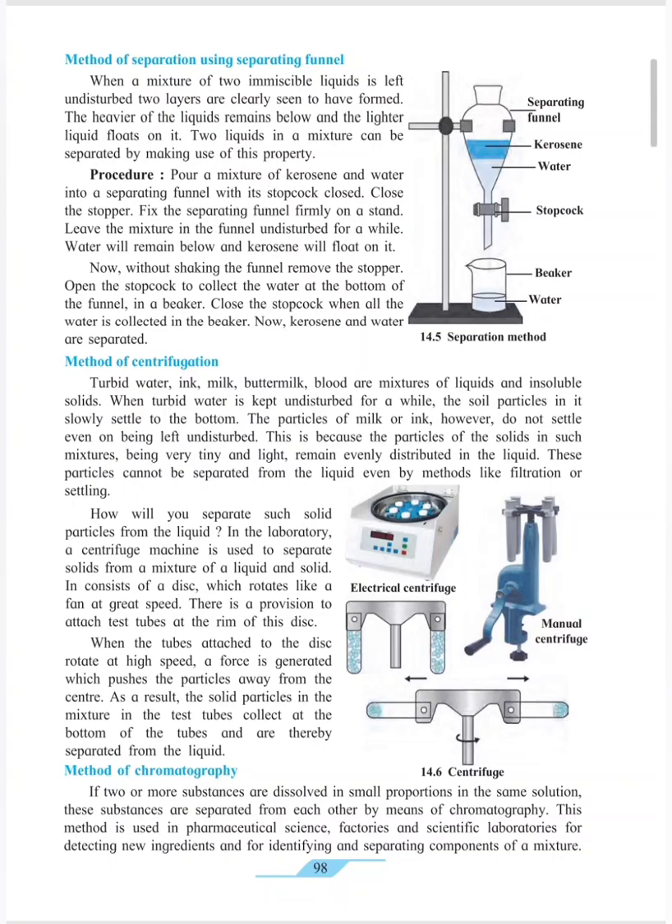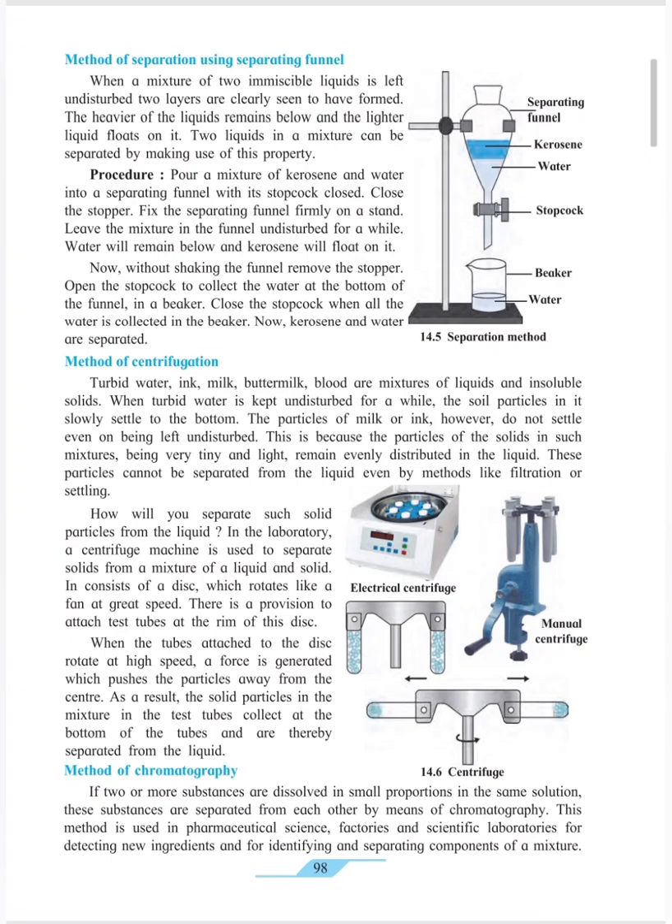Once the stopcock is opened, the liquid which is present in the lower part of the separating funnel starts flowing downwards and is collected into the beaker. When one of the liquids has been collected into the beaker, just close the stopcock and finally you obtain two different liquids separated from each other. The heavier liquid which was present earlier in the separating funnel will be collected into the beaker and the lighter liquid will remain in the separating funnel.